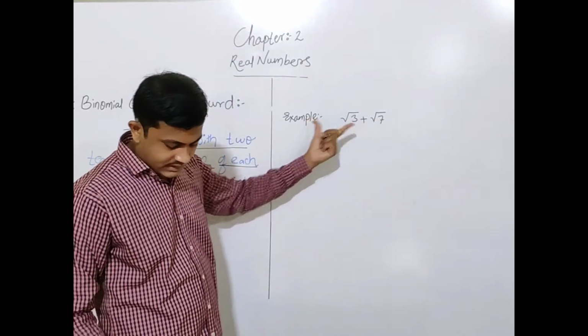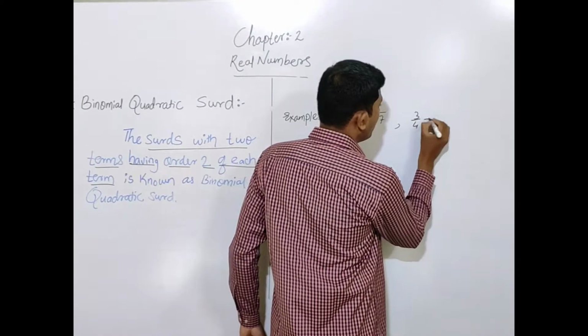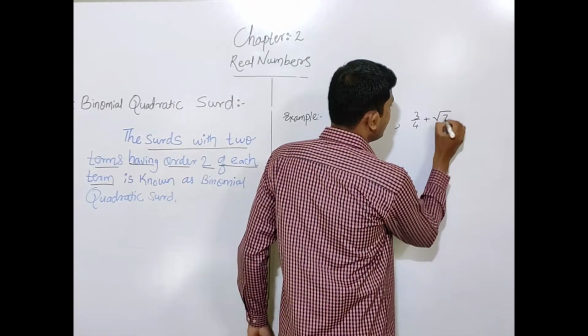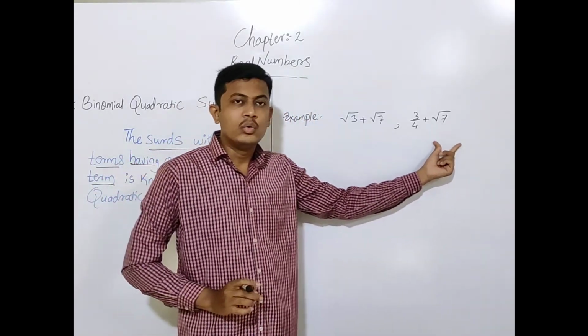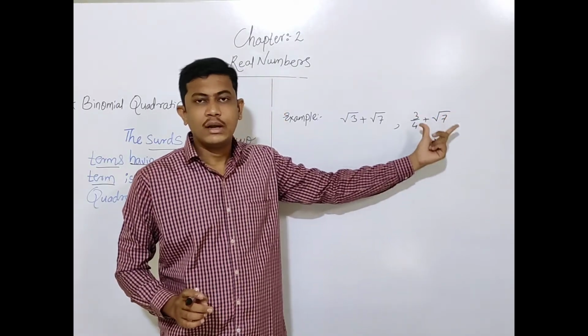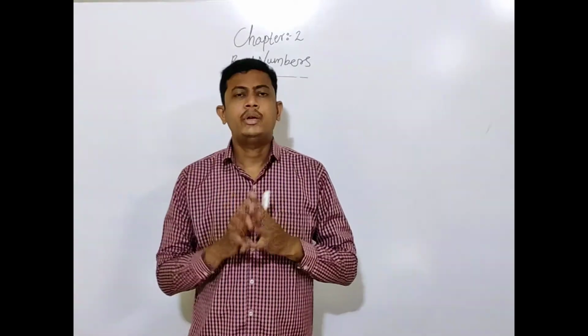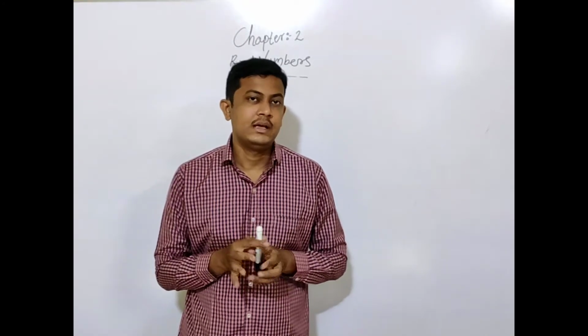Again, we have to see the next example, that is 3 upon 4 plus root of 7. This is also a surd of order 2 and having two terms, so we should say that it is a binomial quadratic surd. Now here we have to see one formula which is required to solve the examples. So let's see.